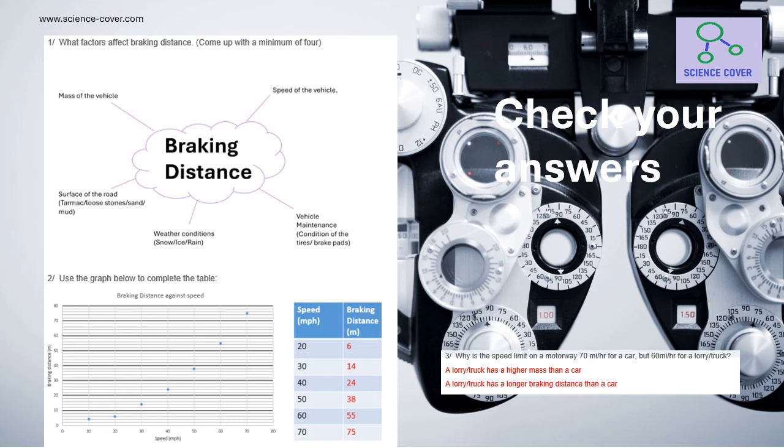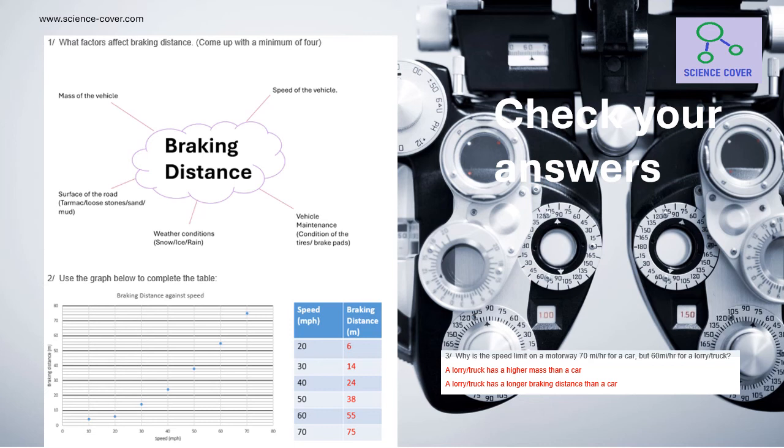Use the graph below to complete the table. So at a speed of 20, the braking distance is 6. At a speed of 30, it's 14. At a speed of 40, it's 24. At a speed of 50, it's 38. At a speed of 60, it's 55. And at a speed of 70, it's 75.